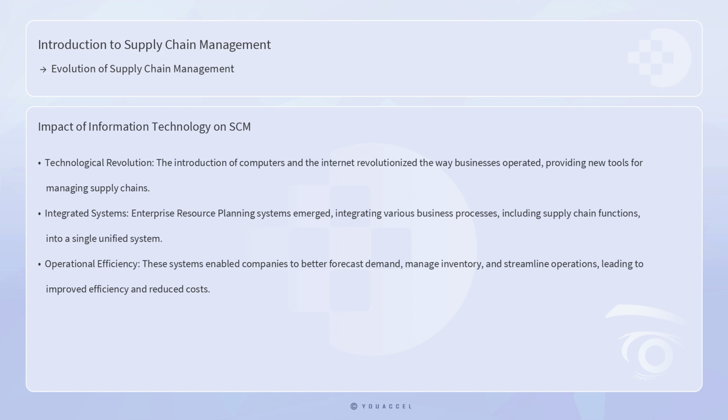The advent of information technology in the latter half of the 20th century marked another turning point in the evolution of SCM. The introduction of computers and the internet revolutionized the way businesses operated, providing new tools for managing supply chains. Enterprise resource planning systems emerged, integrating various business processes, including supply chain functions, into a single unified system. These systems enabled companies to better forecast demand, manage inventory, and streamline operations, leading to improved efficiency and reduced costs.